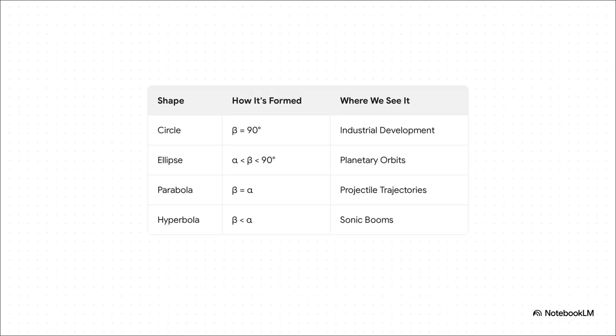That perfectly flat slice, that gives us the circle, the basis for pretty much every gear and wheel ever made. We tilt it just a bit and we get the ellipse, the path planets take around the sun. We line up our slice perfectly with the cone's side and boom, the parabola. That's the path of a baseball after you throw it. And that last, super steep slice that cuts through both halves, that's the hyperbola, the exact shape a jet creates when it breaks the sound barrier.